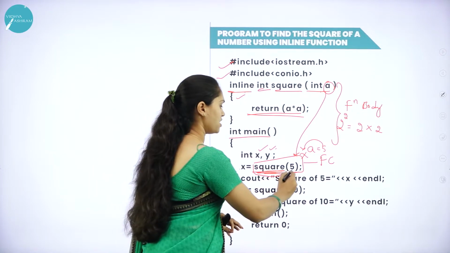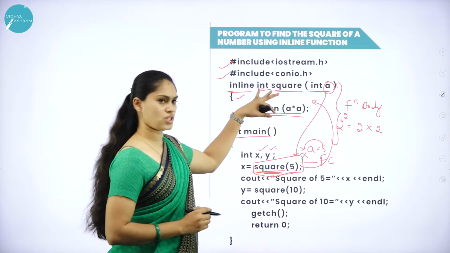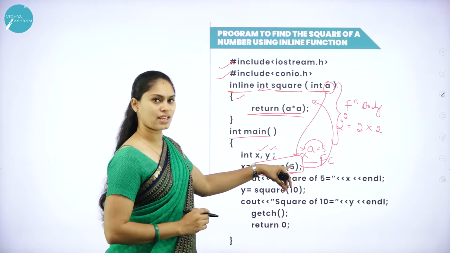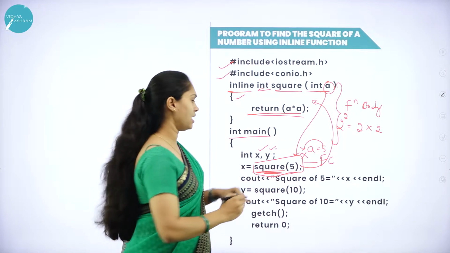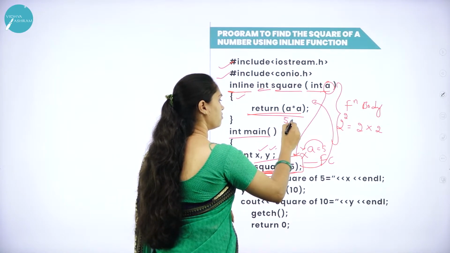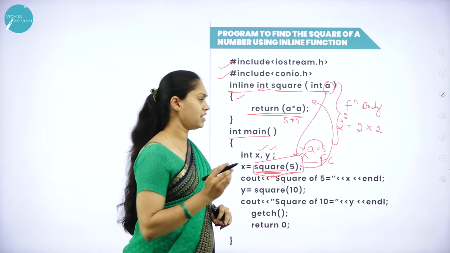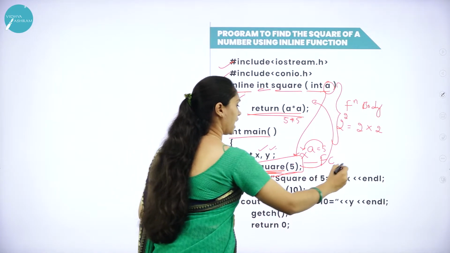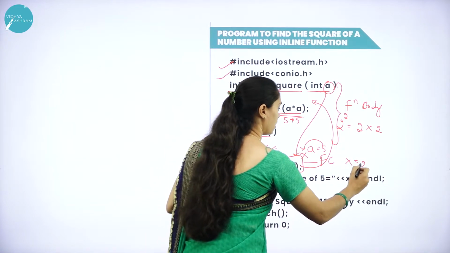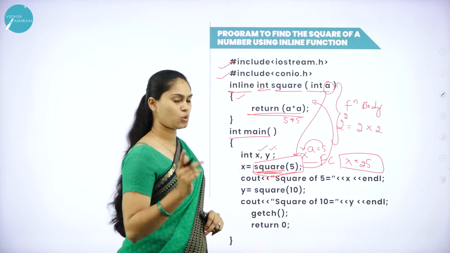When this function is called, at that time the control will move to this function. After that, whatever value I have given in the argument list will be assigned to this a, and it is going to find 5 into 5. Okay, what is the value of 5 into 5? That is 25. Then x is going to hold 25. What is the x value right now? It is going to hold 25.